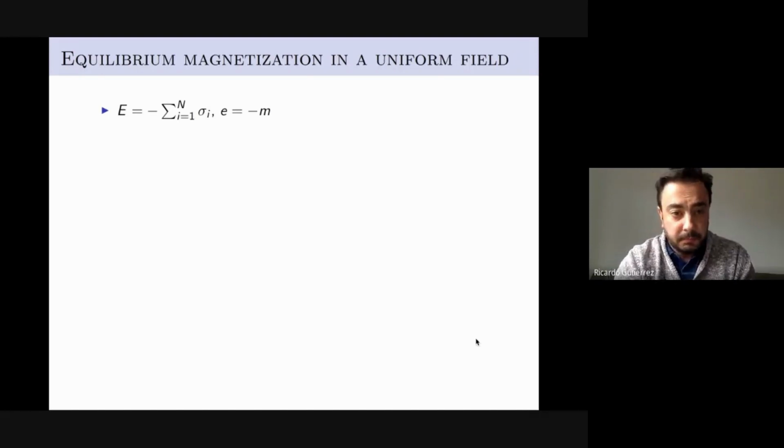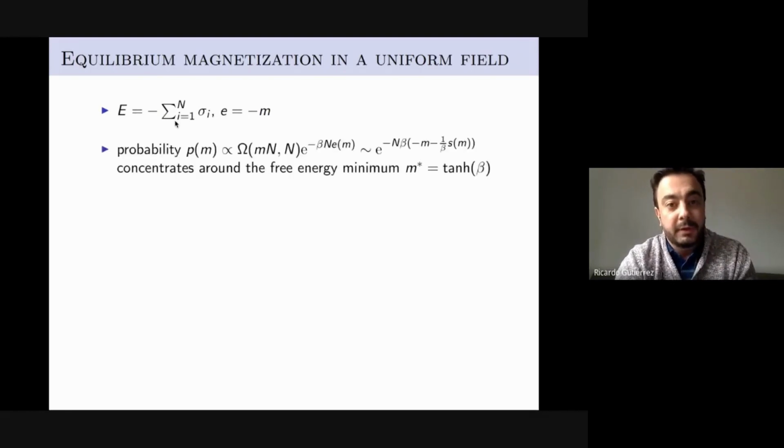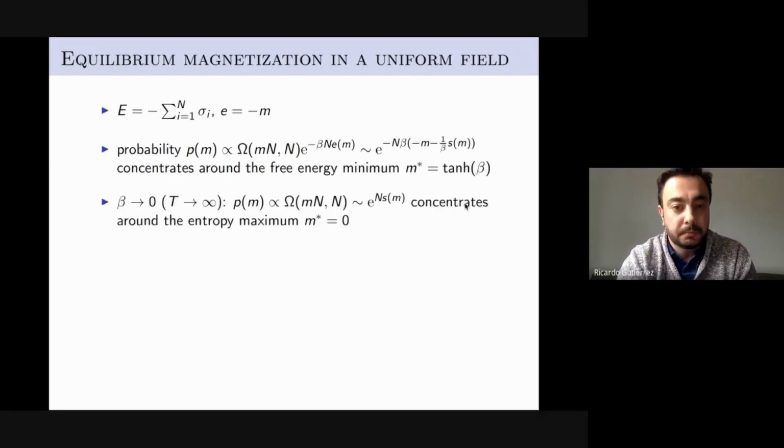So finally, you have a certain competition between energy and entropy for different temperatures. So let's see that, for example, in the case of the presence of a uniform field. So in that case, the energy is minus the magnetization. Let's assume that the uniform field has a magnitude 1. And in that case, the probability of a given magnetization takes this form. Again, this is the degeneracy, the number of states with a given magnetization, which in this case is the number of states with a given energy. And this is the Boltzmann factor. And the probability concentrates around the free energy minimum, which takes this well-known form.